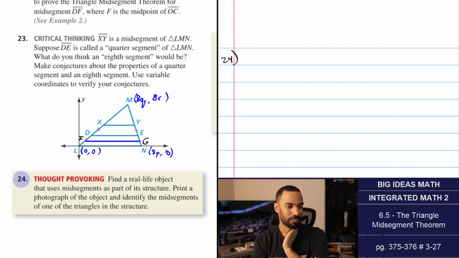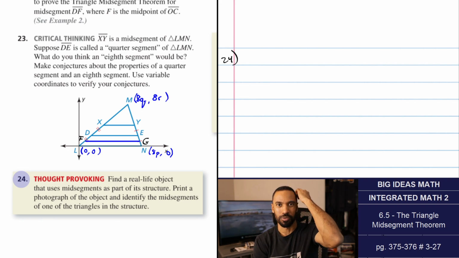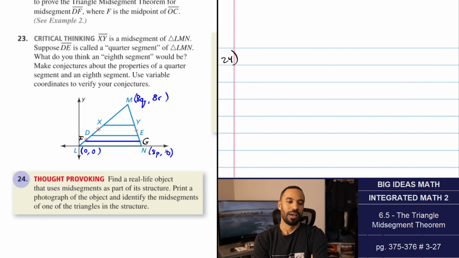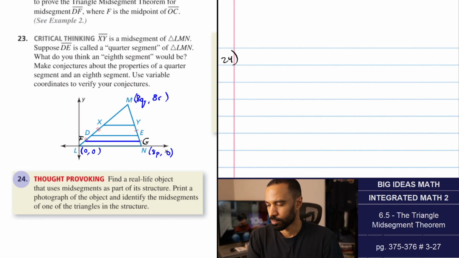Print a photograph. Identify the midsegments in one of the triangles in the structure. It literally says structure, so we're probably thinking more buildings. Let me just pause and think about what does, and then I'll come back to you.